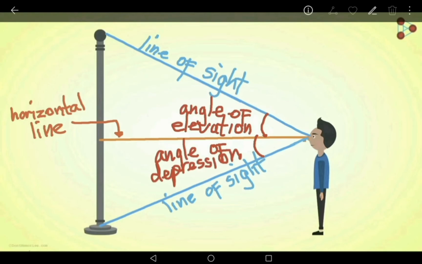This video is a continuation in solving problems about angle of elevation and angle of depression. We will illustrate here how angle of elevation and depression are formed. When you are looking up from the horizontal, the angle formed is the angle of elevation. And when you are looking down from the horizontal, an angle of depression is formed.